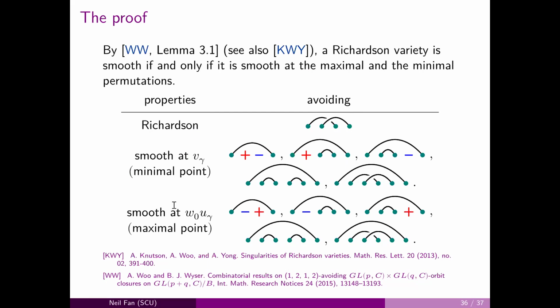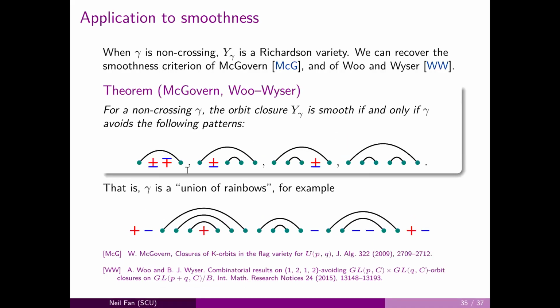And by duality, if it wants to be smooth at w_0 u_γ, we just switch the plus signs and minus signs. So it avoids these five patterns. So combining all these together, we obtain these four patterns.